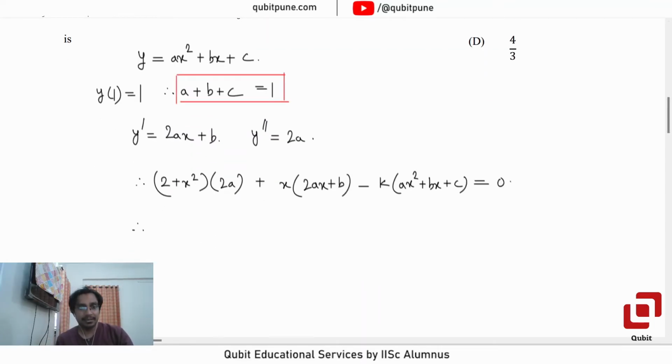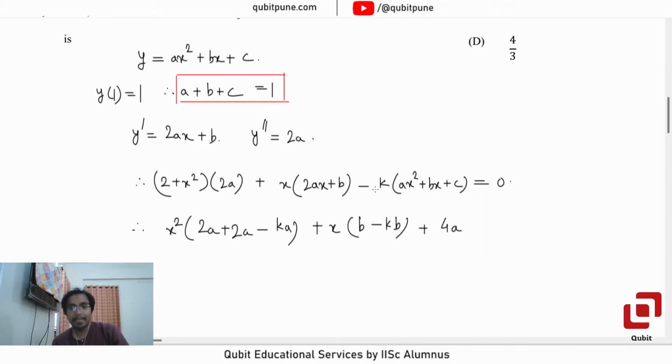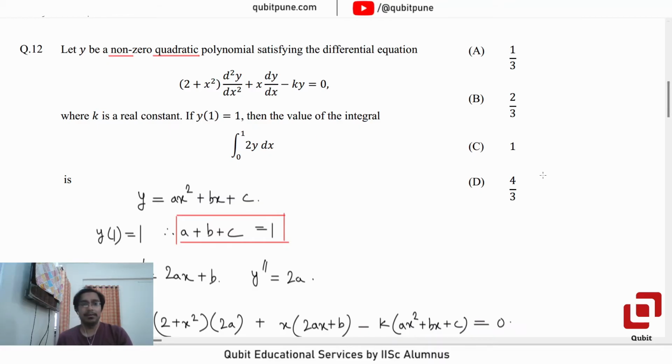Okay, so let us now compare the coefficients. Let's go to x squared first. So that would be 2a, and again we have got 2a here, right? 2a and then minus ka. Now let us go to x. So we have got bx, so b there, minus kb. And let's now collect the constant terms. Constant terms are 4a minus kc, 4a minus kc equal to 0. Correct? What do we want? Oh, okay, we want to determine them.